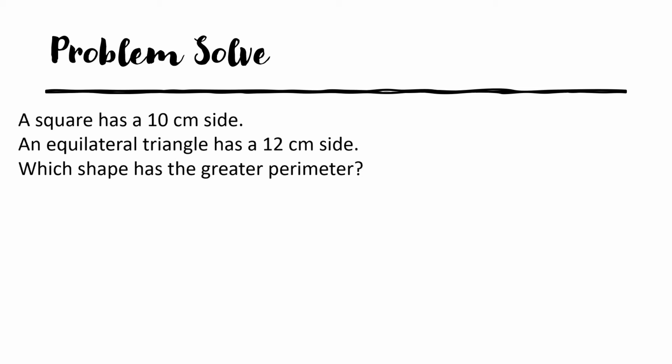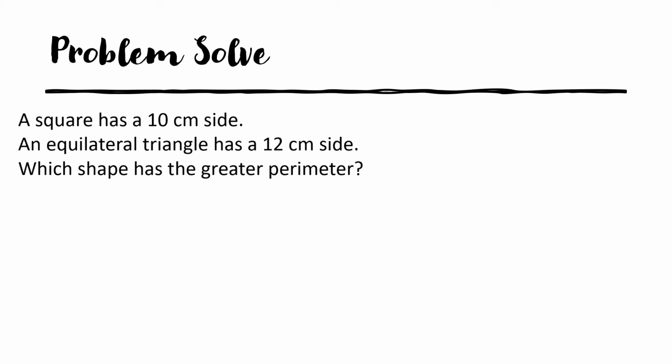So, here is my first problem. I have got a square which has a 10 centimetre side. I've also got an equilateral triangle which has a 12 centimetre side. Which shape would have the greater perimeter? Okay, so here I need to use my knowledge of shapes and their properties to help me answer these questions.